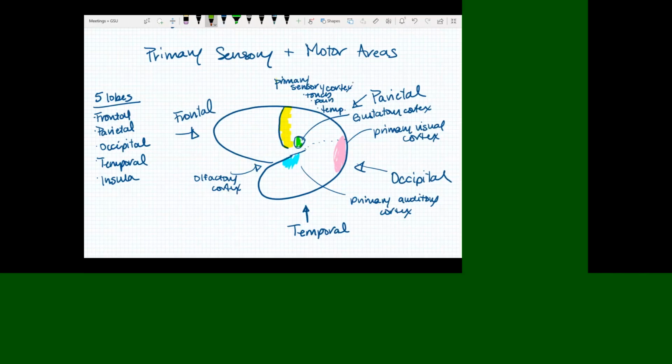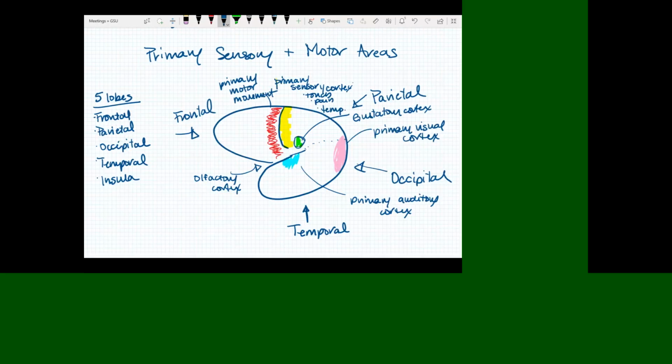So right here in the front of your central sulcus, there is a gyrus, and this is going to be your primary motor area. So this is going to be responsible for the large skeletal muscle movements that you make. So this is the voluntary muscle.